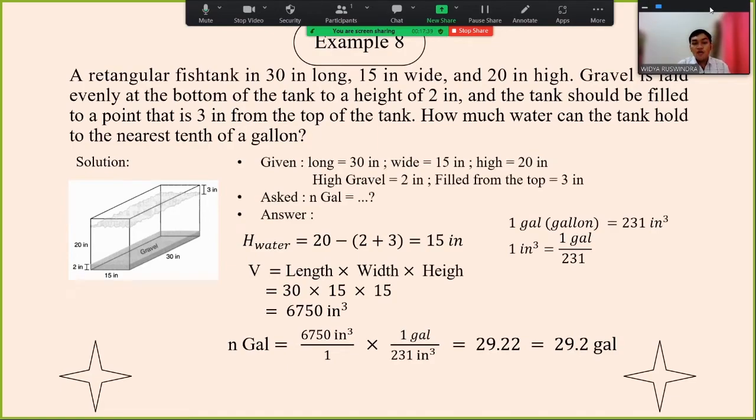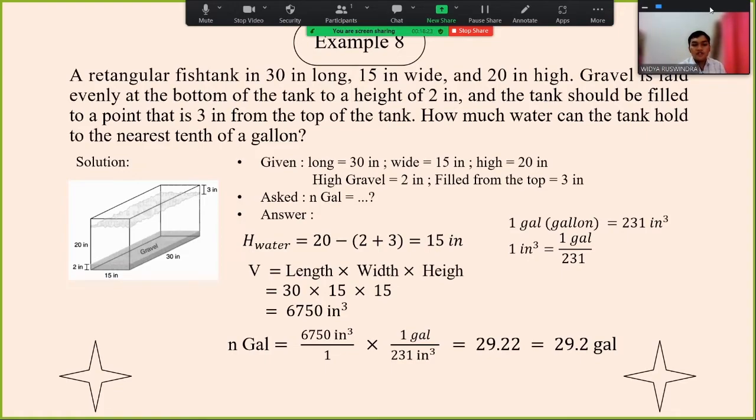From the question, we know length equals 30 inches, width equals 15 inches, height equals 20 inches. Height of gravel is 2 inches and the fill level from the top is 3 inches. Asked: gallons. Before we answer this question, we must know the height of the water. So the height of water equals 20 minus (2 plus 3) equals 15 inches.